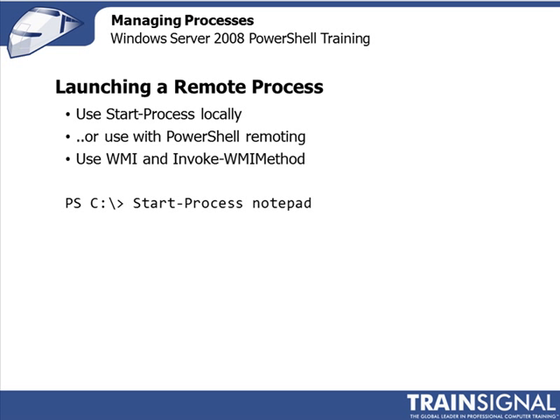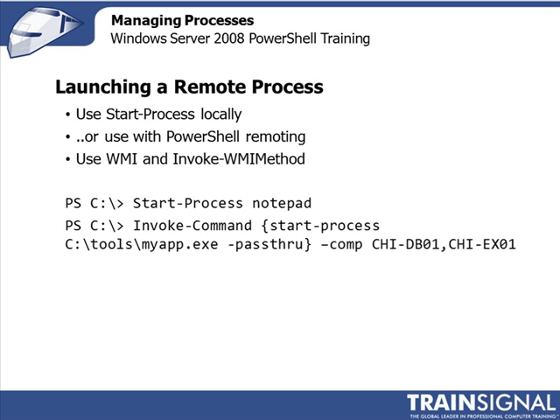So here's some examples. Locally, interactively, I could do Start-Process notepad. Notepad would pop up and I'd have that process run. Well, let's say I want to start a process on a remote computer or several remote computers. So I'm going to use Start-Process in a script block. In this case, I'm going to specify a program called myapp.exe in my tools directory on, in this case, the database server and the Exchange server in the Chicago office.